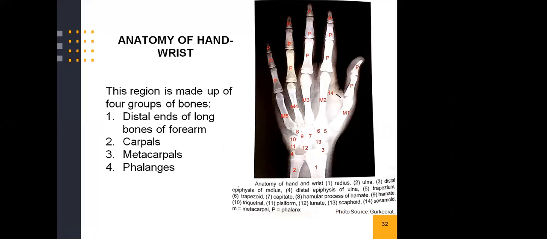Then we have the metacarpals, which are the five miniature long bones. We also have the phalanges, which are small bones, and there are three phalanges in each finger except the thumb.